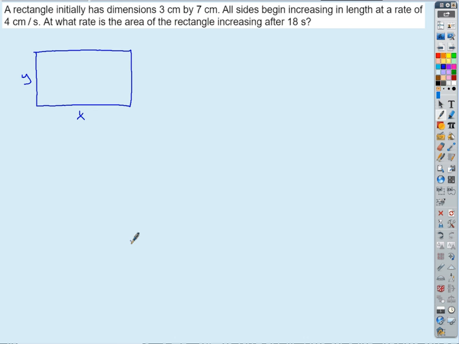So then what are our snapshot values? X equals 7, Y equals 3. And what about this part right here? Both X dot and Y dot, right? So we could say X dot equals Y dot equals 4. What are we trying to find? A dot.